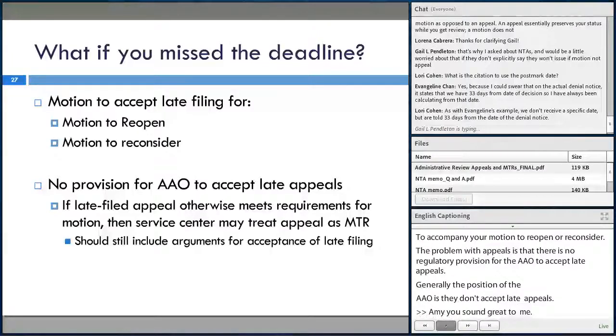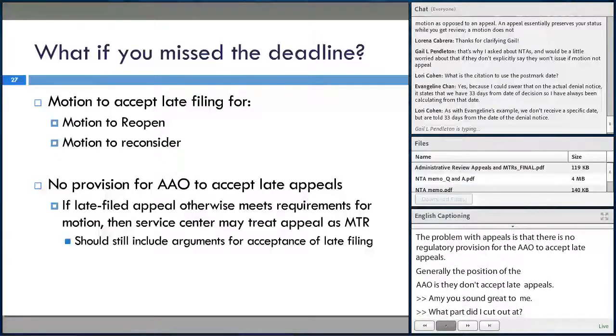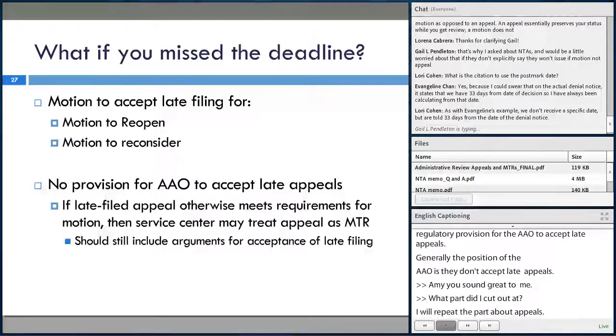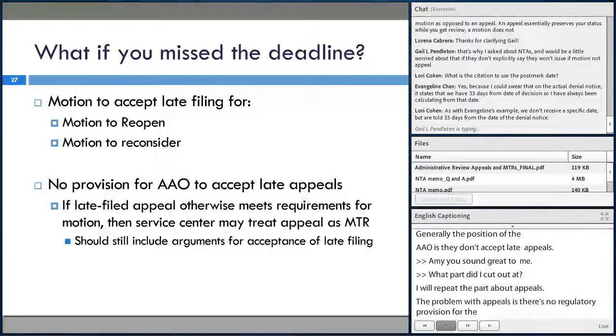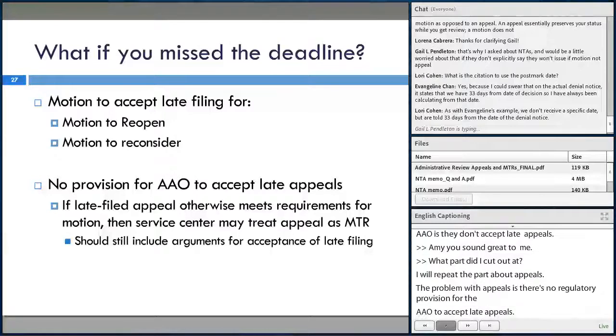And so the problem with appeals is that there's no regulatory provision for the AAO to accept late appeals. And so we have some suggestions for arguments to try to get them to accept late appeals when the situation calls for it. But generally speaking, the position of the AAO is that they don't accept late appeals.